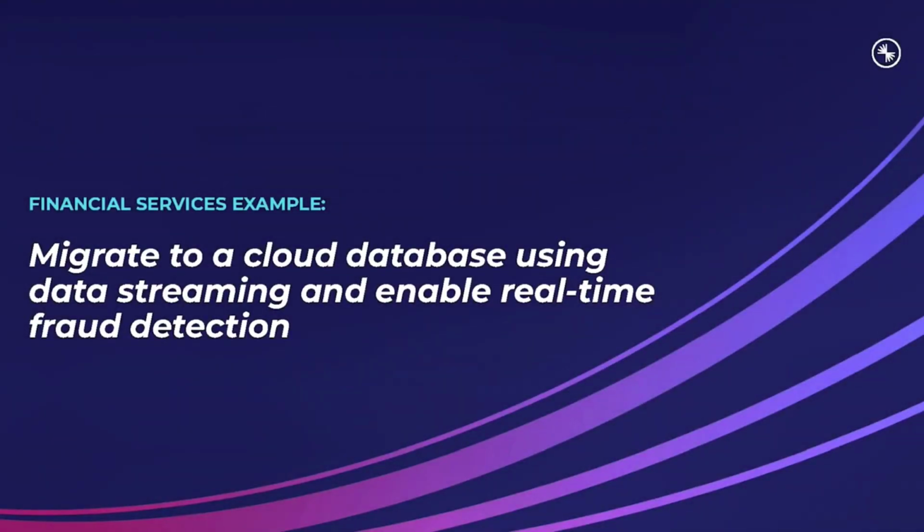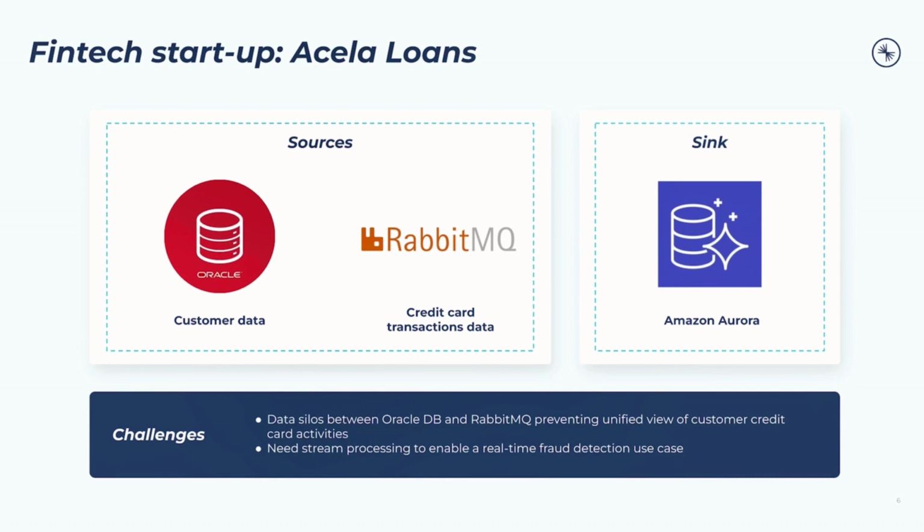Today, let's look at a pretend fintech company. We'll call them Acela Loans. Let's look at how they go about their database modernization journey by migrating data from Oracle database and RabbitMQ to an Amazon Aurora Postgres cluster in AWS. Let's say Acela Loans recently acquired a small bank that uses Oracle DB to store sensitive customer information and RabbitMQ as a message broker for credit card transaction events. Acela Loans wants to perform real-time credit card fraud detection analysis to protect their newly acquired customers and push the suspicious activity flags to Aurora, their modern cloud-native database that powers their mobile app's in-app notifications.